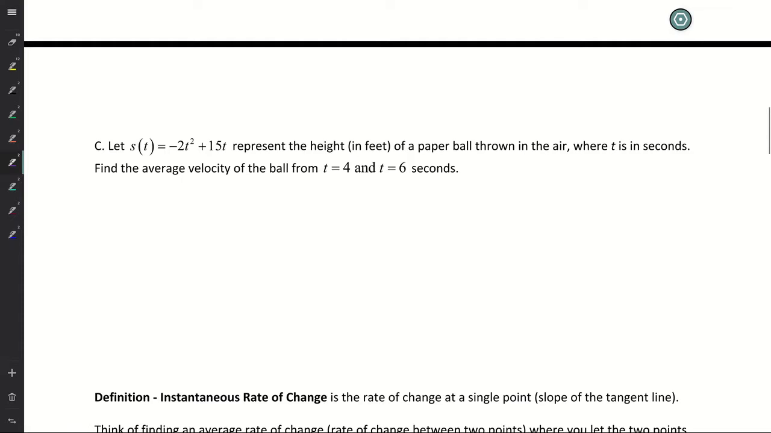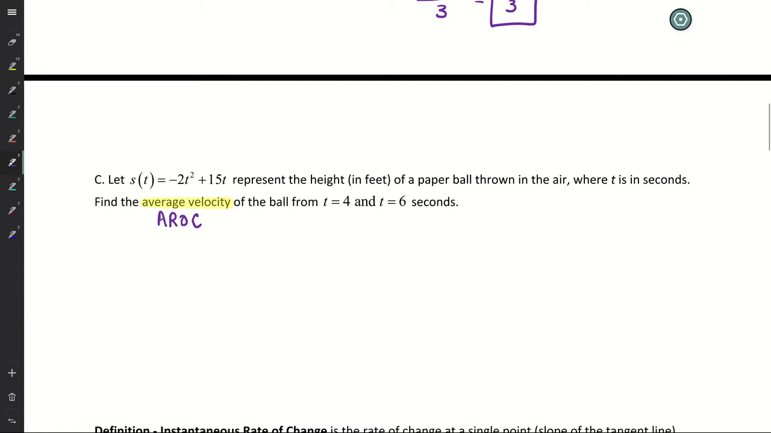The first thing to notice on this particular problem is they're not asking me to find the average rate of change. You don't see that wording in the problem, but they have asked you to find the average velocity. You need to know that that's the same thing as the average rate of change. That's an adjustment you're going to need to make sure that you understand. If a word problem is talking about an average velocity, it's the same thing as the average rate of change.